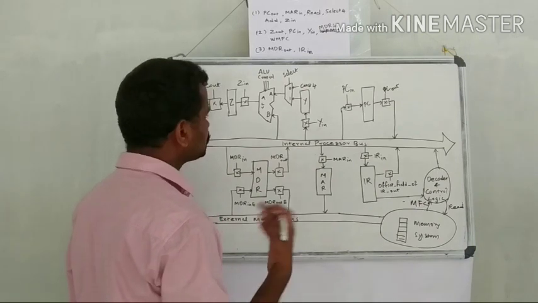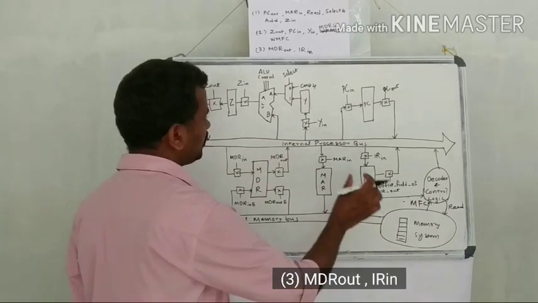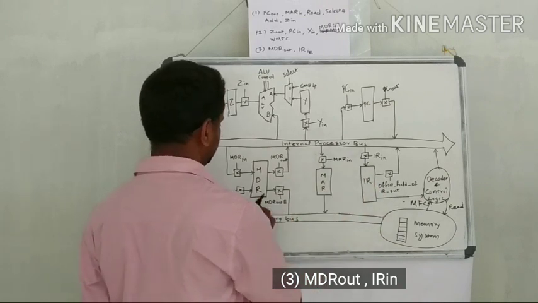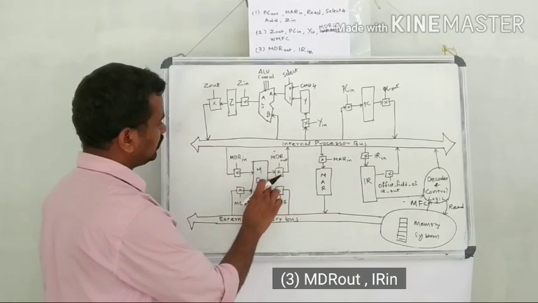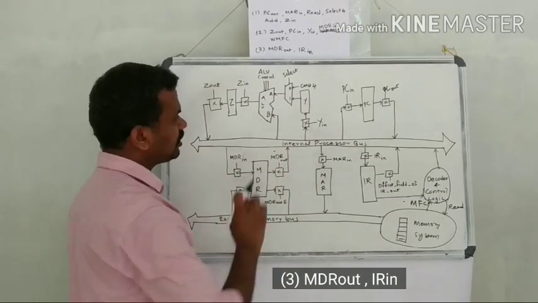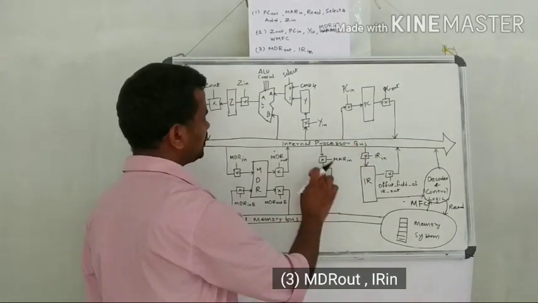So during the next clock cycle, MDR out will be activated. Okay, this signal will be activated. So the content of MDR is now on the internal processor bus. So that will reach here also.